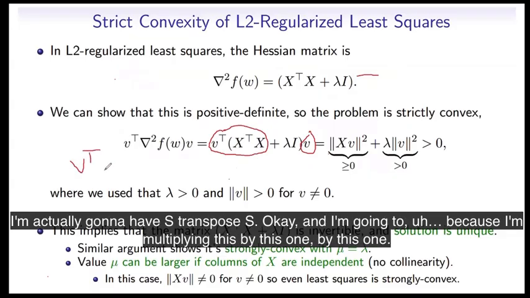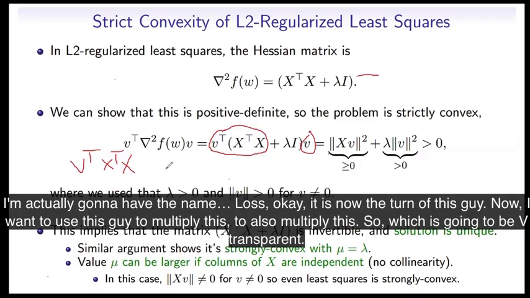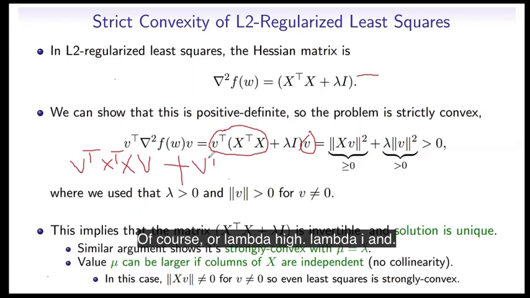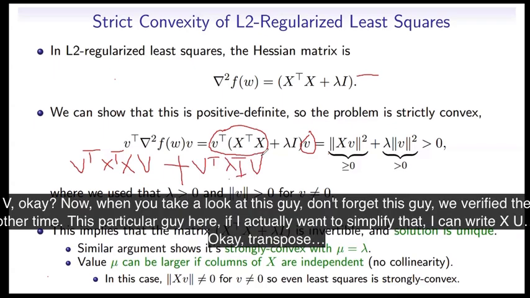I'm actually going to have S transpose S. Because I'm multiplying this by this one, I'm going to have V, plus, okay, it is now the turn of this guy. Now I want to use this guy to multiply this, also, which is going to be V transpose lambda I V.